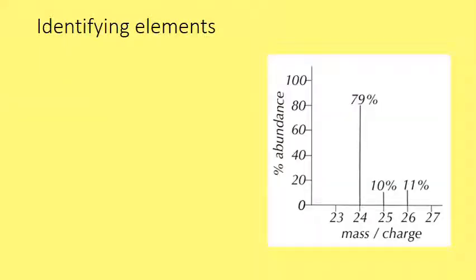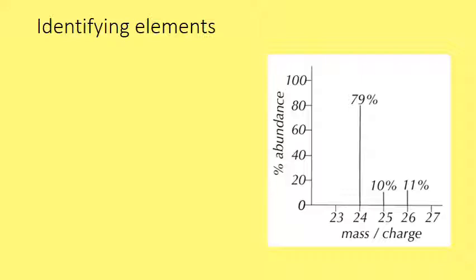So you might remember from the learning objectives that the second main use of mass spectrometers is to identify elements. So for example, let's say you've got a sample and you don't know what it is, you want to know what it is, so you put it in your mass spectrometer, and then what you might do is you might get a spectrum out of the mass spectrometer that looks like this. You still don't know what it is, but it knows that there was 79% of an isotope which had a mass charge ratio of 24. There's 10% of it had a mass charge ratio of 25, and 11% had a mass charge ratio of 26.